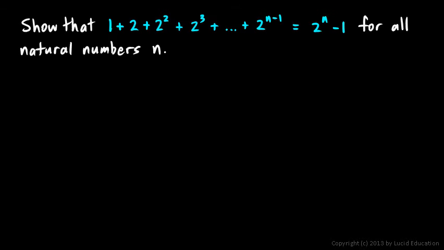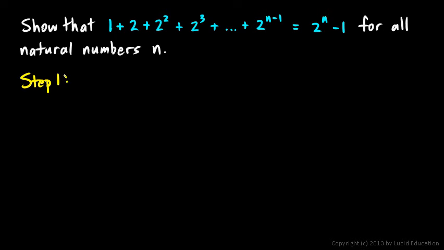Here's a mathematical induction problem, and these are tricky, but I'll explain my thought process as I solve this. We're told to show that 1 plus 2 plus 2 squared plus 2 cubed, and so on, all the way out to 2 to the power of n minus 1 is always equal to 2 to the n minus 1 for all natural numbers n. And mathematical induction, remember, is a two-step process.